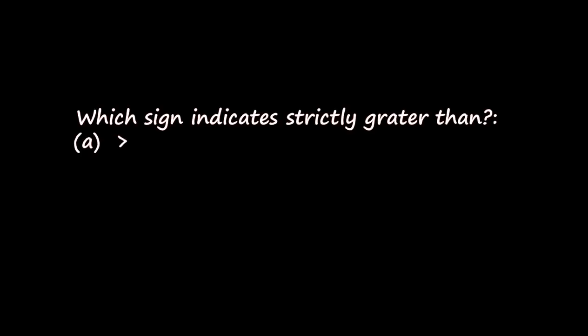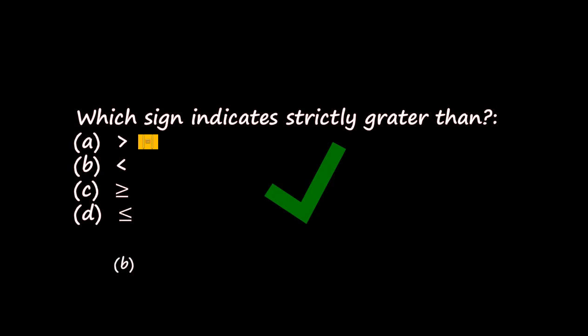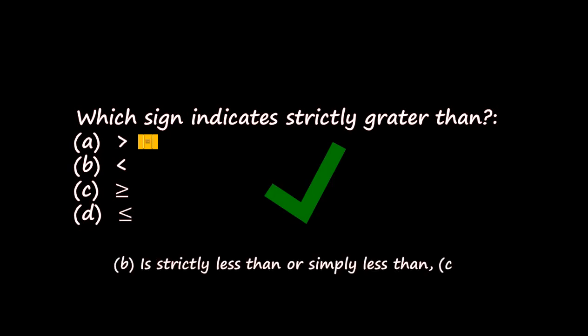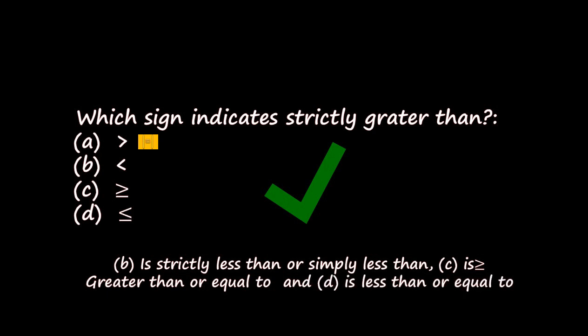Take note, which sign indicates strictly greater than? You can just say strictly greater than or just greater than. So strictly greater than here is A. That's the result. B is strictly less than or just less than. C is greater than or equal to. And D is less than or equal to.